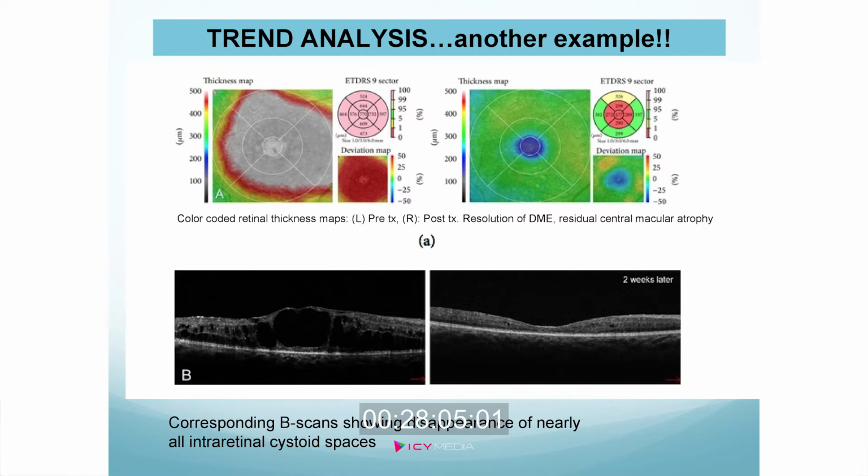Here we have, this is an indication, this is the trend analysis. You can see on the right-hand side, number one, how the B scan looks significantly better, okay? Almost no macular edema left. And look how that thickness map has changed. It almost went back to normal.